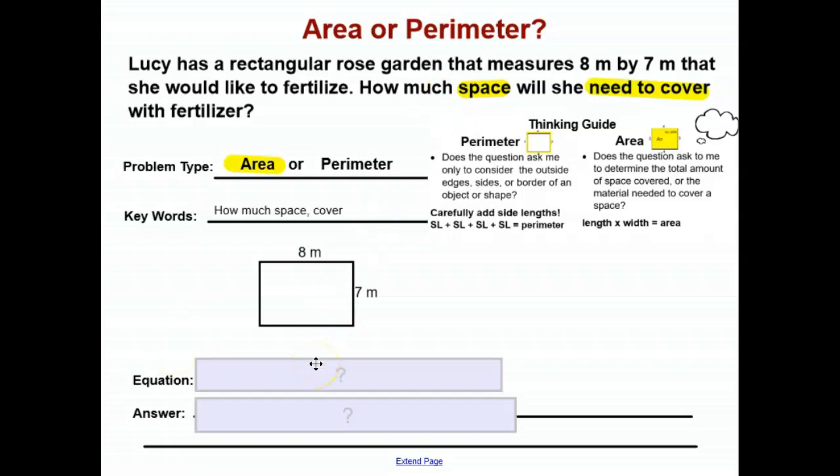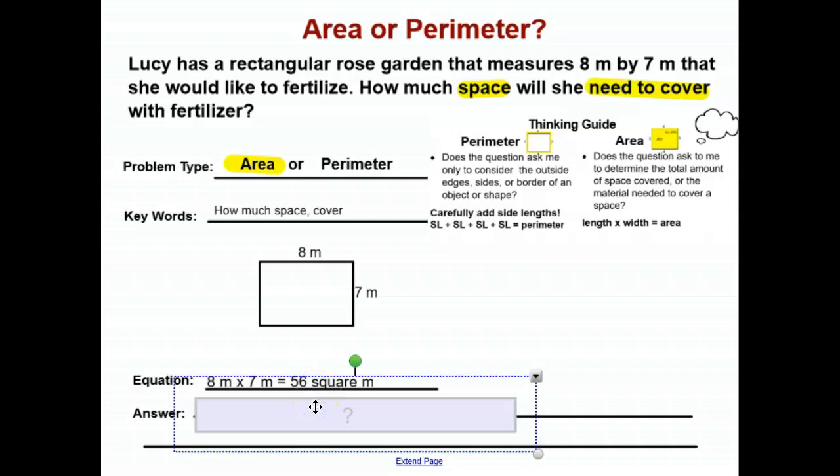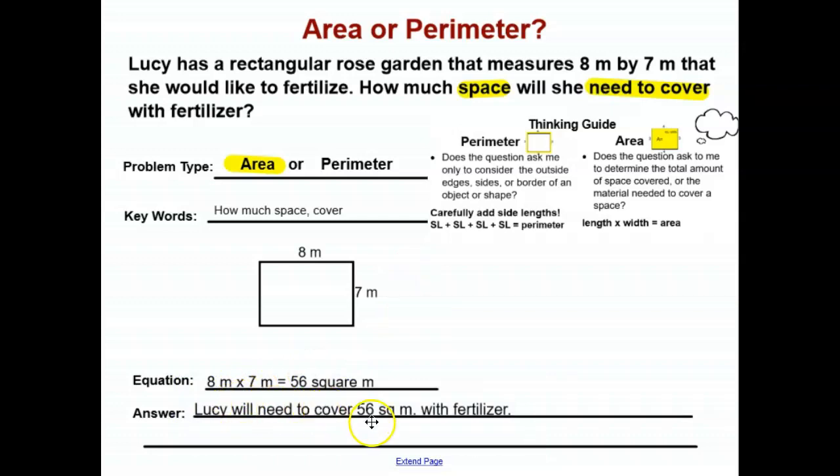Fantastic. Yes, your equation is 8 meters times 7 meters, and I hope that you said that equals 56 square meters. And what was your complete sentence? How much space will she need to cover with fertilizer? Lucy will need to cover 56 square meters with fertilizer. Give yourselves a pat on the back.